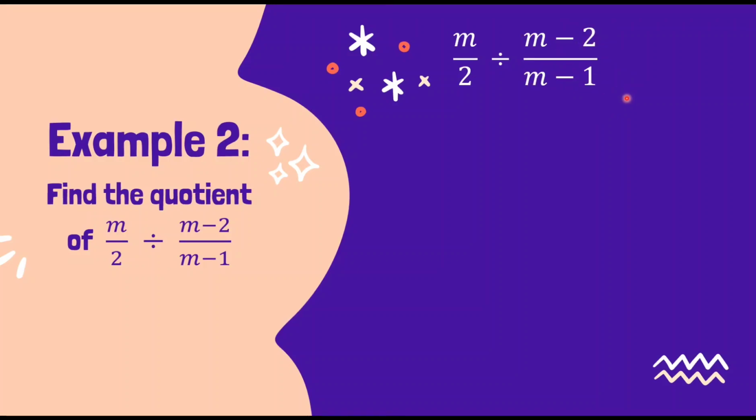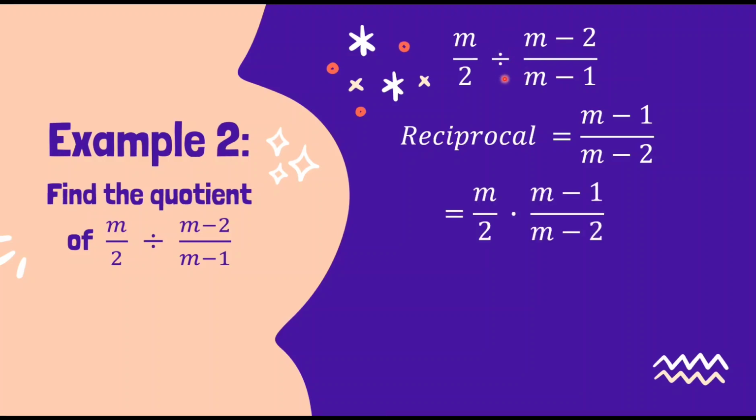Ma'am, ano po ang reciprocal? So, babaligtarin nyo. Si numerator, magiging denominator, and then si denominator, it becomes numerator. So, that will be our reciprocal, m minus 1 over m minus 2. So, since you already get the reciprocal of our divisor, we need to change the operation. So, since siya ay division, it becomes multiplication. So, let us copy m over 2 and then times the reciprocal, m minus 1 over m minus 2.